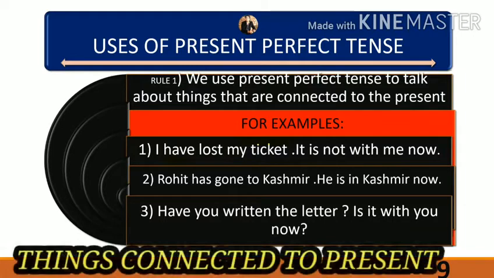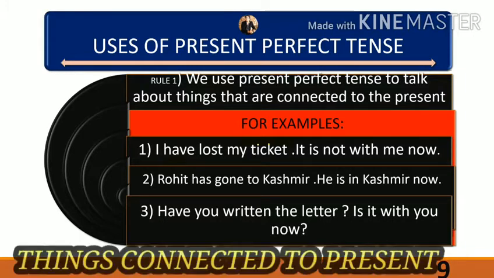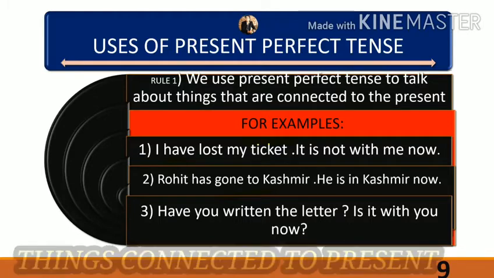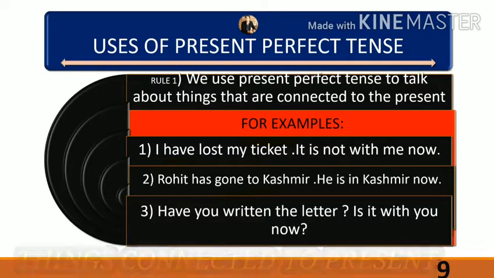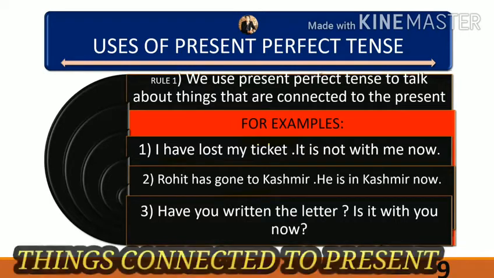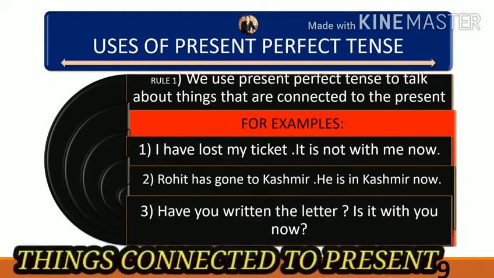In the second example, Rohit has gone to Kashmir, where Rohit is a subject, has is a helping verb, gone is a V3, and Kashmir is the object. Rohit has gone is present perfect tense, and he is in Kashmir now. It is saying that presently he is in Kashmir. That means he went to Kashmir some time ago, but now he is in Kashmir, so his past is simply connected with the present.